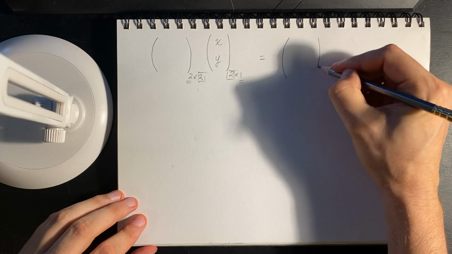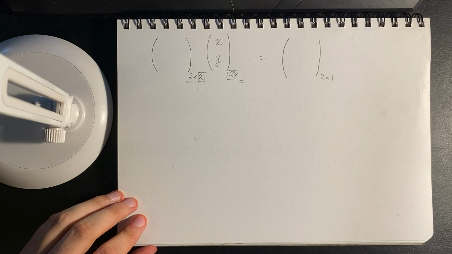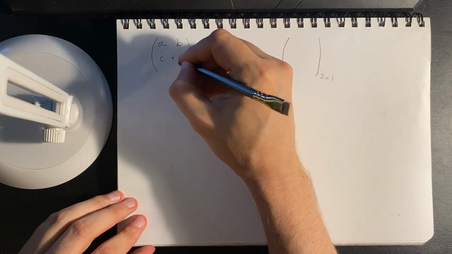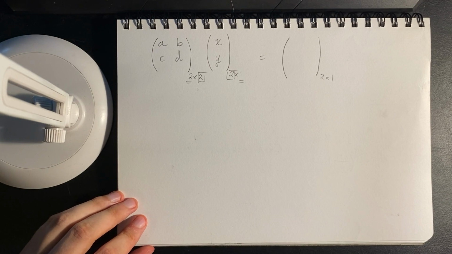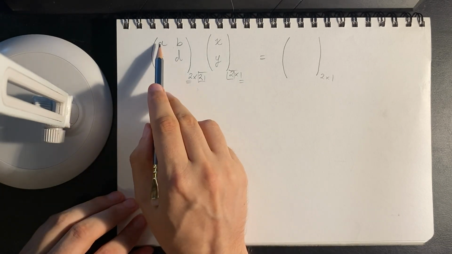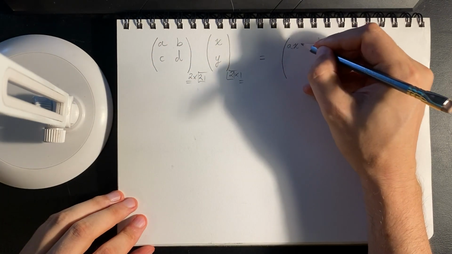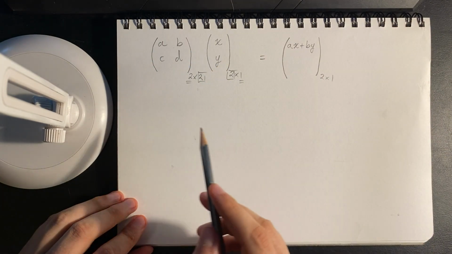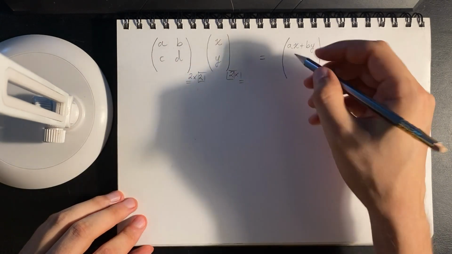So we need something that has 2 rows and 1 column. I don't know what the coefficients are in the matrix, so I'll just keep them super general. Some unknown real numbers. The way this multiplication goes is we have a linear combination, a times x plus b times y. And then for the second row, another linear combination, c times x plus d times y.